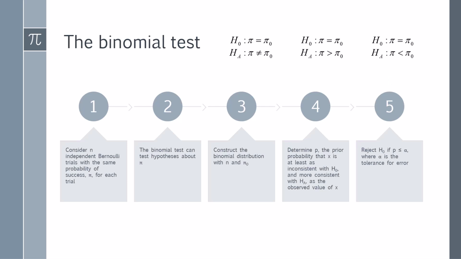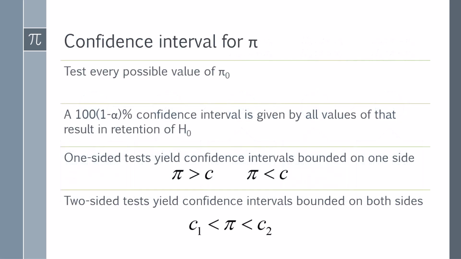For even more informative inference, we can construct a confidence interval for pi. We do that by conducting hypothesis tests for every possible value of pi sub 0. That is, we set pi to everything between 0 and 1. A 100 times 1 minus alpha % confidence interval is given by all values that result in the retention of the null hypothesis, that is, non-rejection.